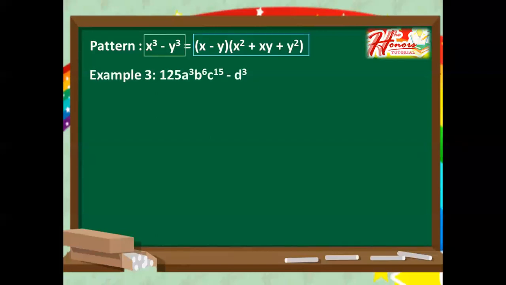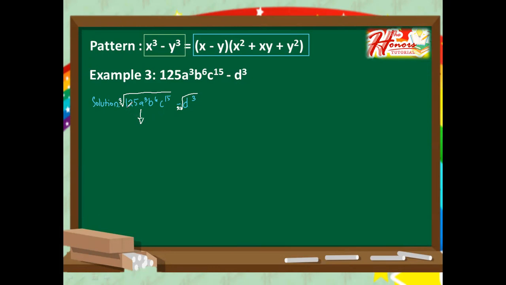That is 125 a cube b raised to 6 c raised to 15 minus d cube. So let's write our solution here below. And then let me just copy the given. The given is 125 a cube b raised to 6 c raised to 15 minus d cube. Same process. I want you to get the cube root of the first and the second term. Don't mind this operation, just get the cube root. So let's start with this one.